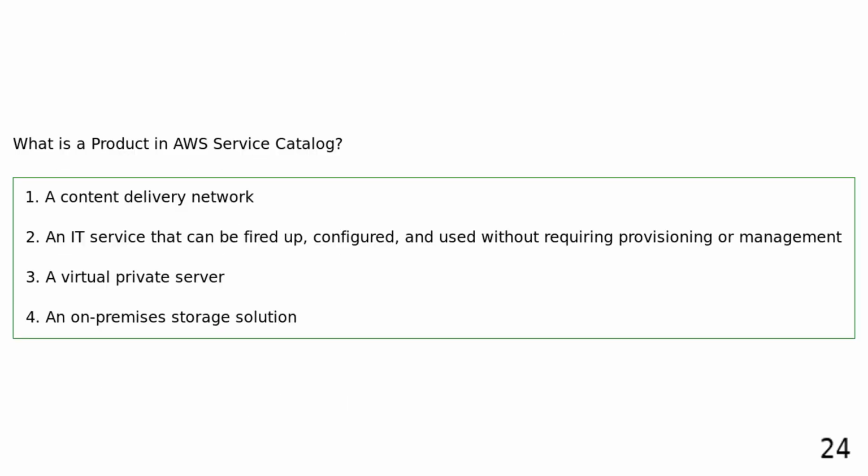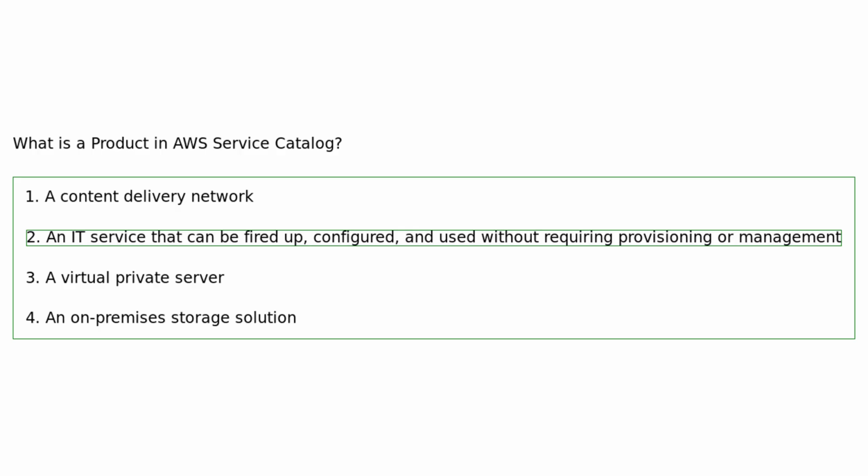What is a product in AWS Service Catalog? A content delivery network. An IT service that can be fired up, configured, and used without requiring provisioning or management. A virtual private server. An on-premises storage solution. A product in AWS Service Catalog is an IT service that can be fired up, configured, and used by end users without requiring manual provisioning or management.